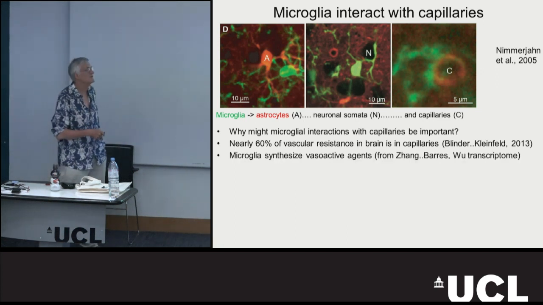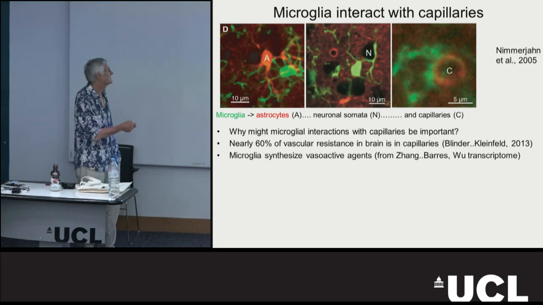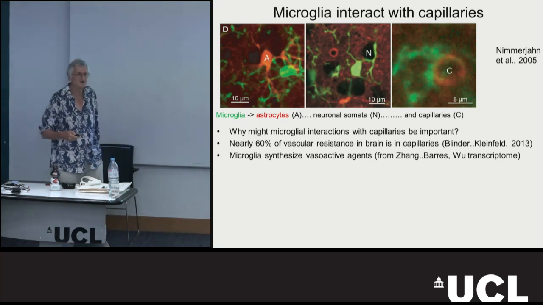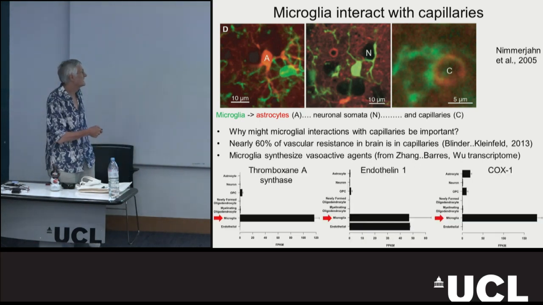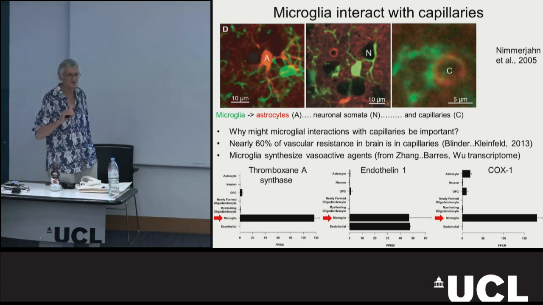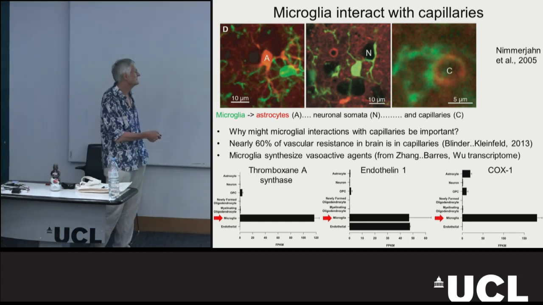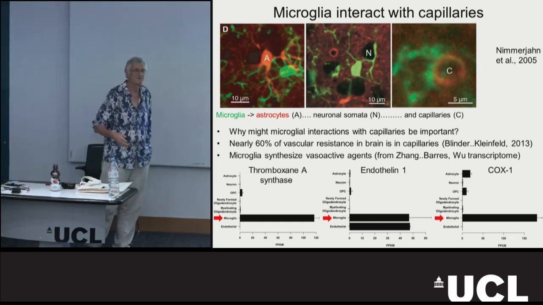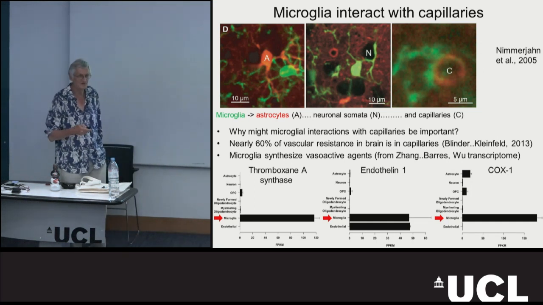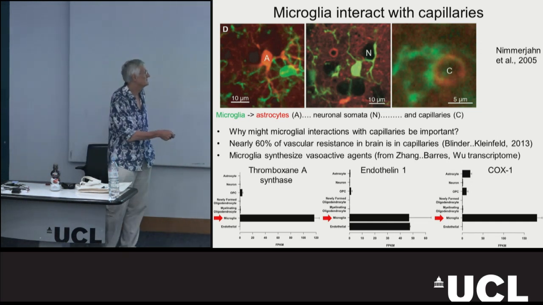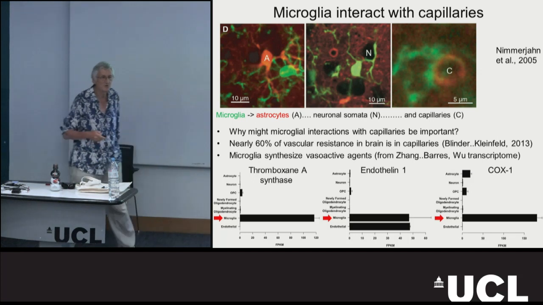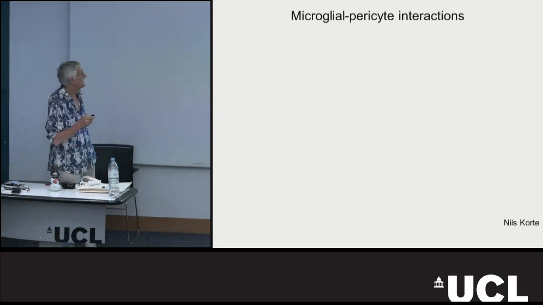And secondly, if you look at transcriptome studies, microglia synthesize vasoactive agents. So microglia are the only place where thromboxane A synthase exists to generate the vasoconstrictor thromboxane A2. They also synthesize endothelin, like endothelial cells, which is probably the most powerful vasoconstrictor in the body. And they also can generate prostaglandins from COX-1. So in principle, they might regulate blood flow.